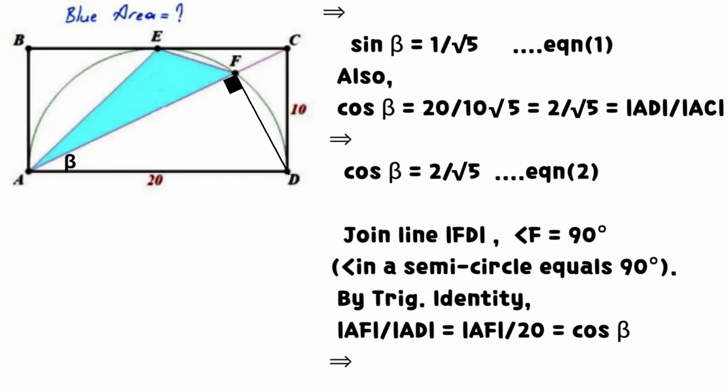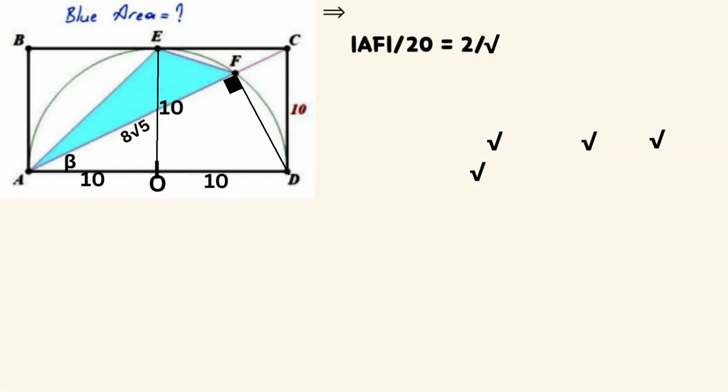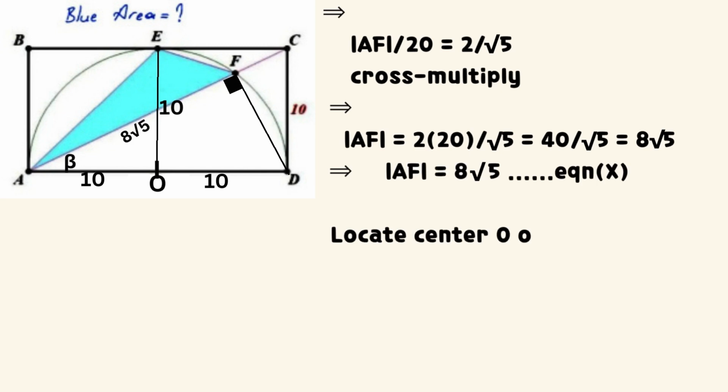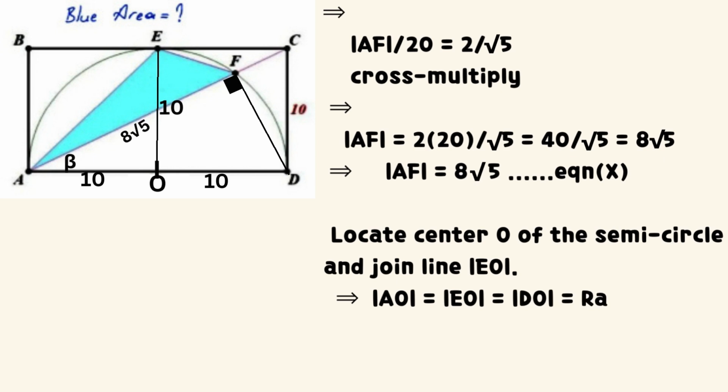Hence, join line FD. Angle F equals 90 degrees. By trigonometric identity, line AF divided by AD equals line AF divided by 20, which equals cosine beta. It implies that line AF divided by 20 equals 2 divided by the square root of 5. Cross multiply and we have that line AF equals 2 times 20, all divided by the square root of 5, which equals 8 times the square root of 5. We call it equation X.